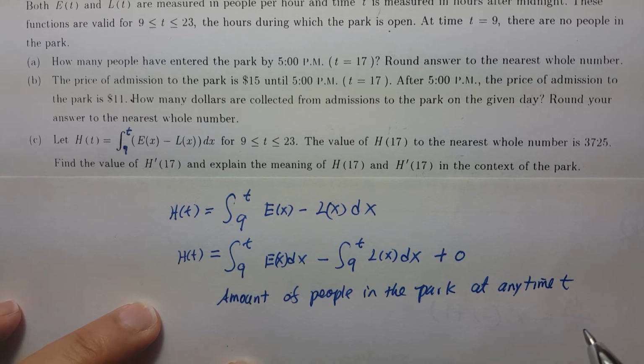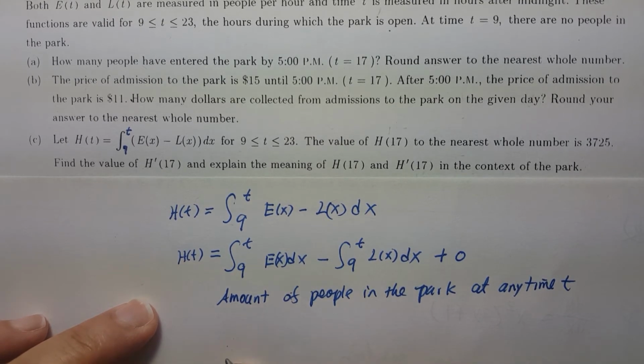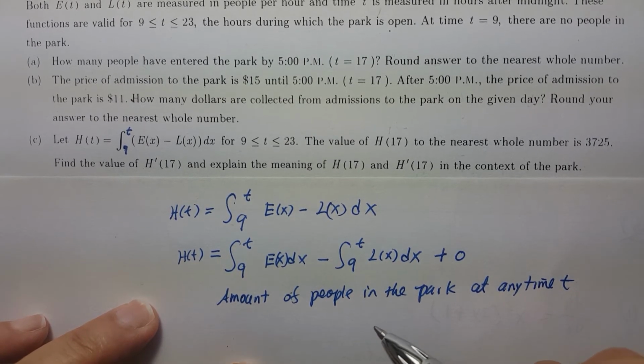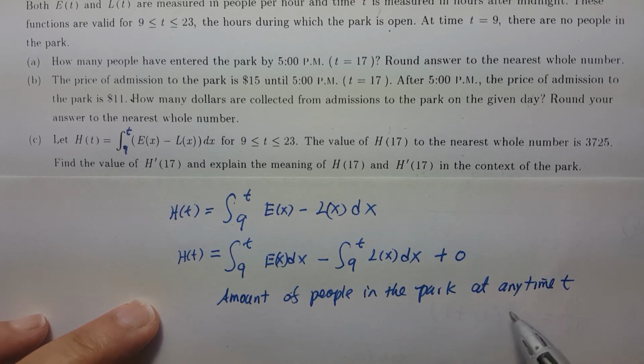When I introduce this kind of question, I use P of t. As I said before, sometimes the question may use other letters they prefer. They can use S of t, P of t, or Z of t, any variable they like. So now, basically, h of t represents the amount of people, or the number of people in the park.